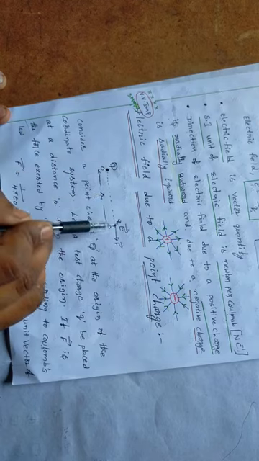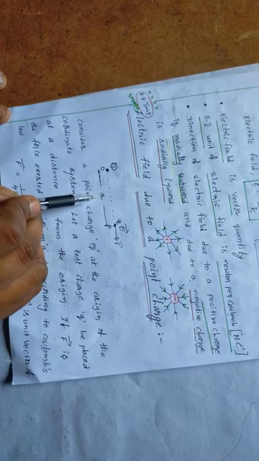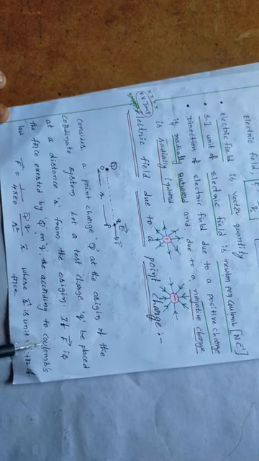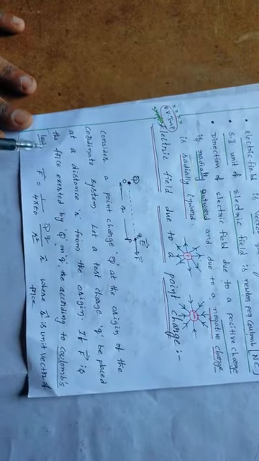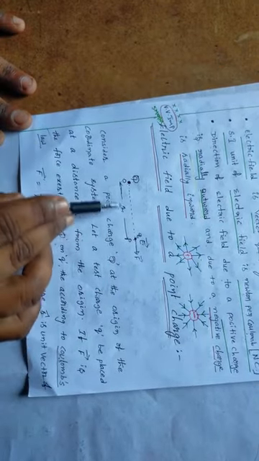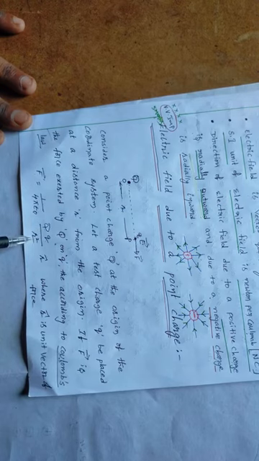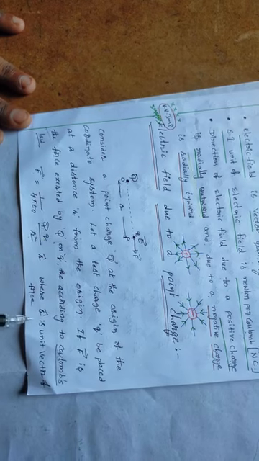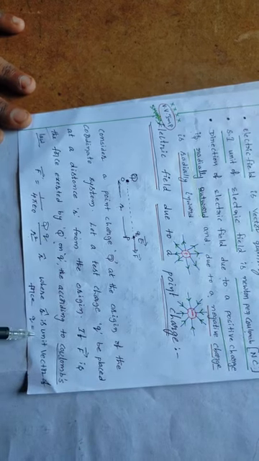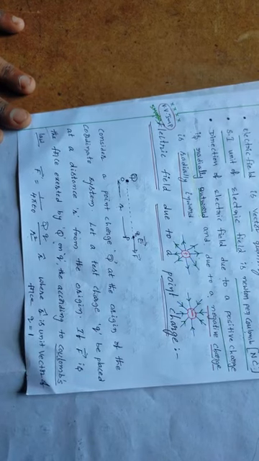Now when the two charges are separated by a small distance, according to Coulomb's law, the force of repulsion between these two charges, F bar, equals 1 by 4 pi epsilon naught q small q divided by r square. But small q is nothing but the unit positive charge, whose value is 1.